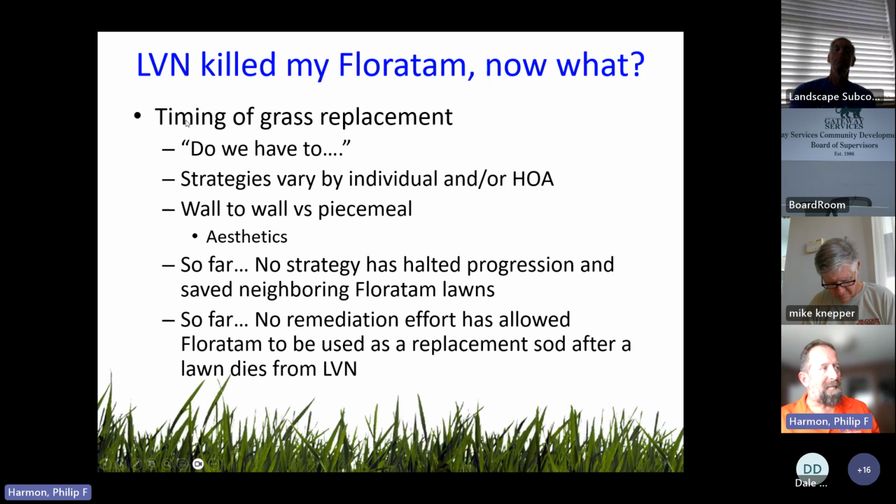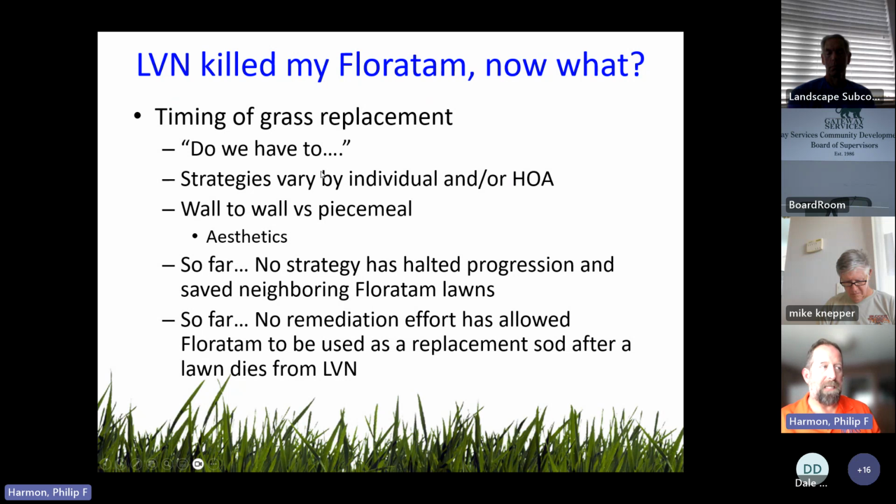I get a lot of questions about the timing of the grass replacement. We found the disease in our community. When do we have to replace the lawns? Do we have to rip out all the grass? Do we have to do all the community areas? And the "do we have to" questions, when they start like that, my initial answer is you don't have to do anything. I'm here as an educator, as a resource to provide you with what I've seen occur, what's likely to occur in your situation, and then you as a community decide what your standards are, how you're going to maintain those, and what course of action you're going to take.